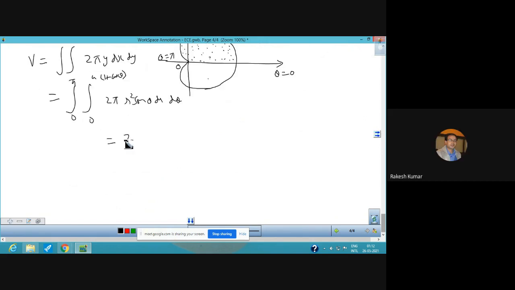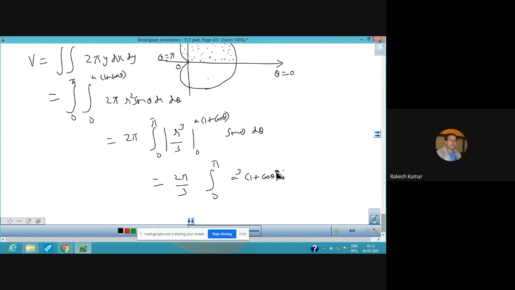Now, 2 pi can be taken common. So that is 0 to pi. Integrate with respect to r. You will have r cube upon 3, from 0 to a into 1 plus cos theta, into sine theta d theta. That is 2 pi upon 3, 0 to pi. Put r is equal to a into 1 plus cos theta. So a cube, 1 plus cos theta cubed, into sine theta d theta.